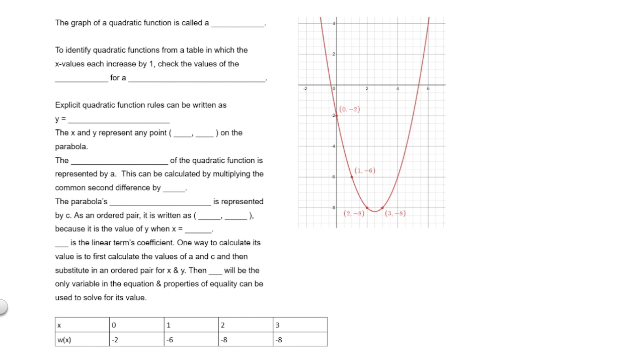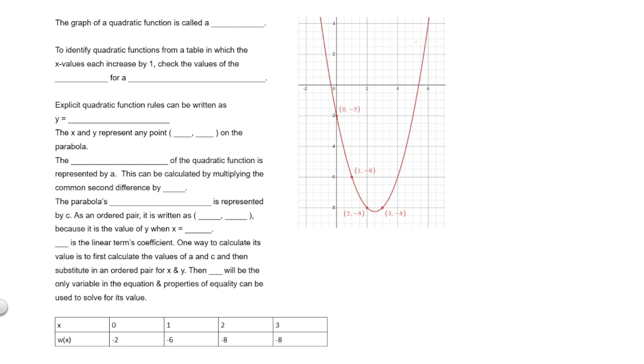Let's take a look at quadratic functions. We'll look at how to identify quadratic functions from tables and graphs, and we'll learn how to write the explicit form of a quadratic function. So down here we have some data. I have graphed this data here and played connect the dots, and we can see that it has this shape to it, which tells us that it is a quadratic function.